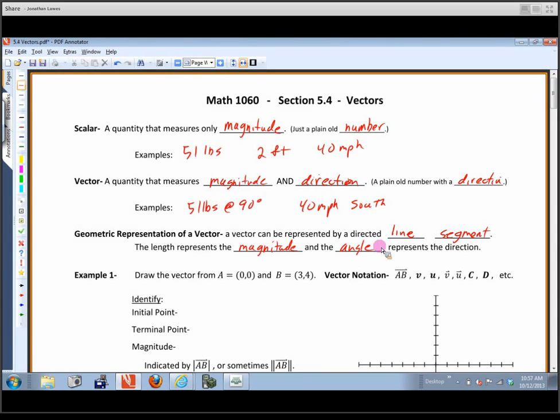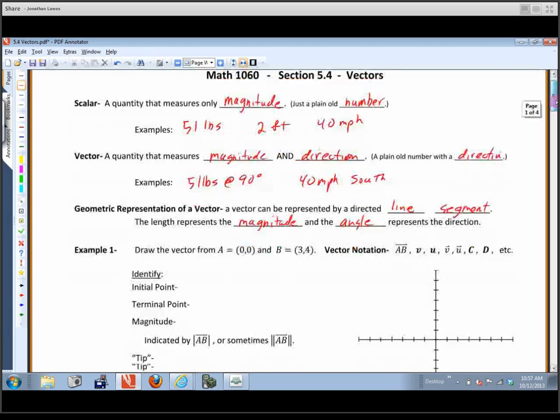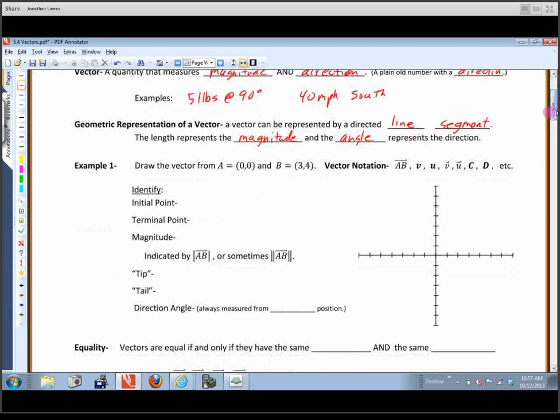Okay, so we've got some examples here. And again, we're just getting used to the notation and the vocabulary. Lots of notation, lots of vocabulary here. So it says, draw the vector from the point A, (0, 0), to the point B, (3, 4). And so that's really easy to plot those points. So I'm going to put A right here, and I'm going to put B right here, so over 3 and up 4, okay? And we've got to have a directed line segment.